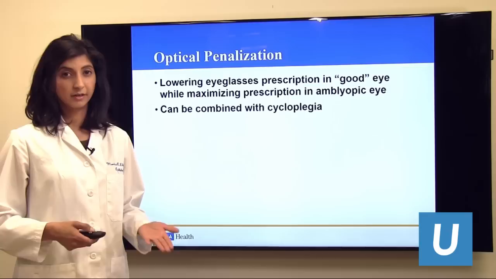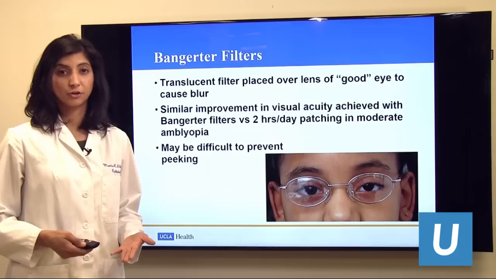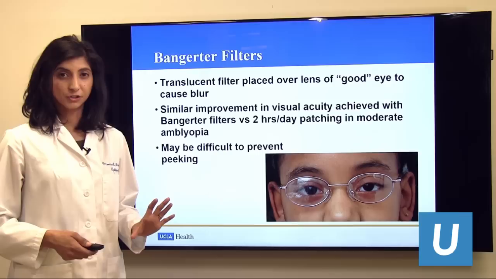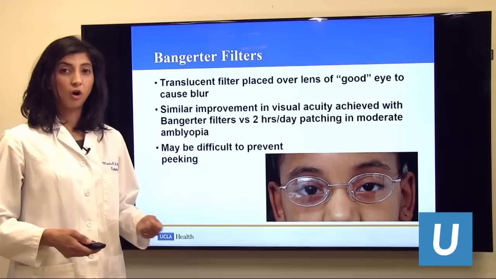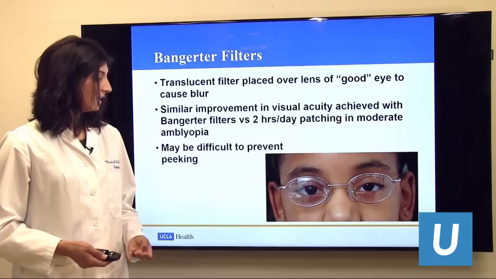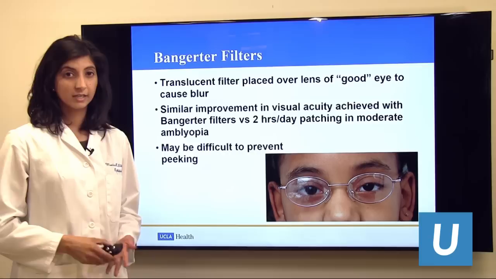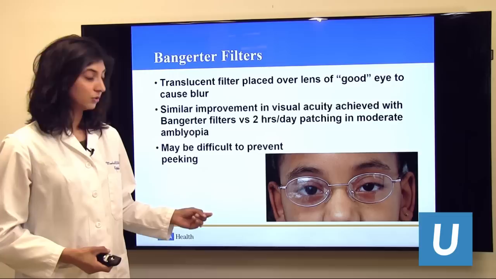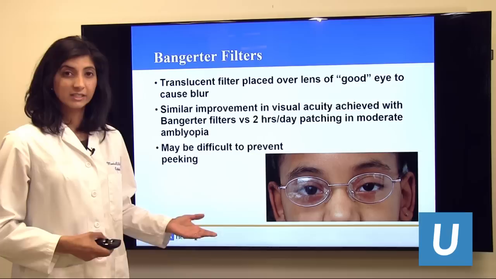Another way to accomplish the same thing is through Bangerter filters. Bangerter filters are essentially a clear, translucent filter that causes a blur. The advantage of using this filter is that it can be taken on and off of the eyeglasses. So when the treatment is over, it can be taken off. And when used properly, it can be very effective at improving visual acuity in amblyopic eyes. The nice thing about this too is it's often very imperceptible to the outside observer that the patient has a filter to begin with. This is a picture of a patient who's using a Bangerter filter over the right lens, and you can see that beyond just a little bit more glare, it's really imperceptible.